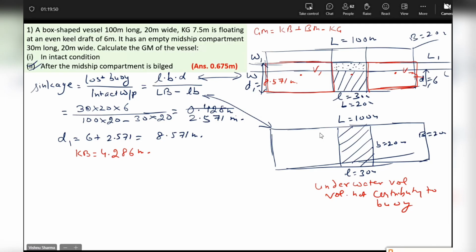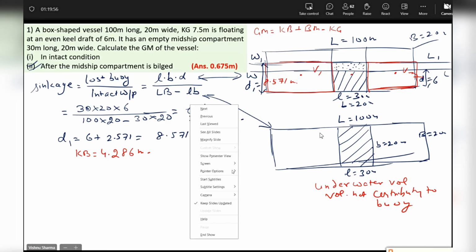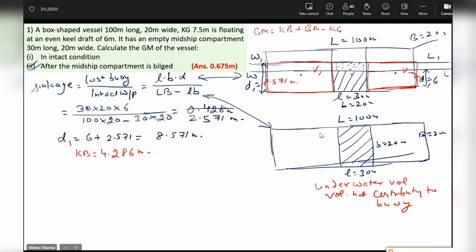Half of you. Okay, so let me just use the colors for the sake of clarity. See, guys, when I'm saying the underwater volume up to W1L1, I'm talking of this full volume. Agreed? And when I'm talking about the distance of its geometric center from keel, it will be somewhere here, which will be D1 by 2. Do you agree with me? Yes or no? Yes, sir.